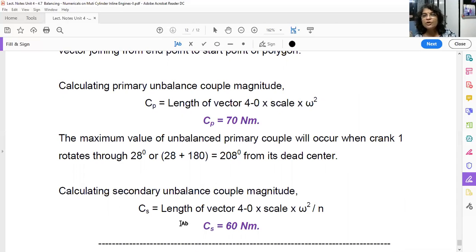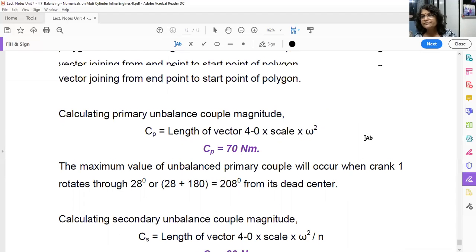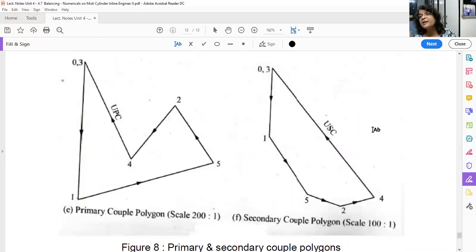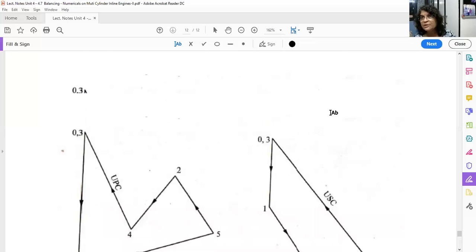Okay. Then draw the secondary unbalanced couple. See this one. Secondary unbalanced, secondary couple polygon. Okay. Starting from O. Now again O to 1. You know this is negative. Upward is positive. So downward is negative. So you have drawn O to 1. Now 1 to 5 is positive. Okay. So that's why we have drawn in this direction because you have to refer this now.